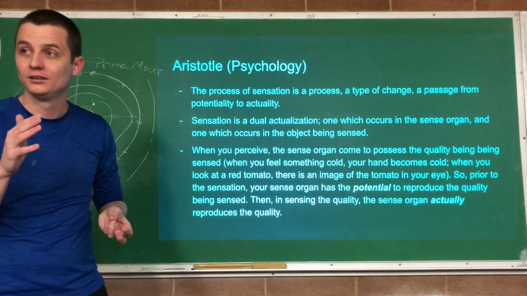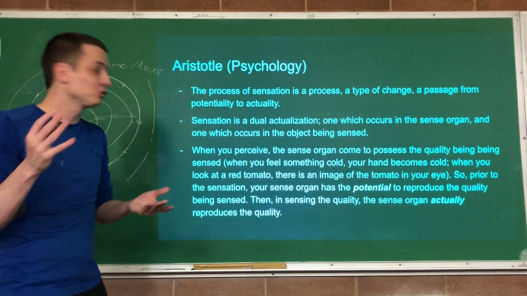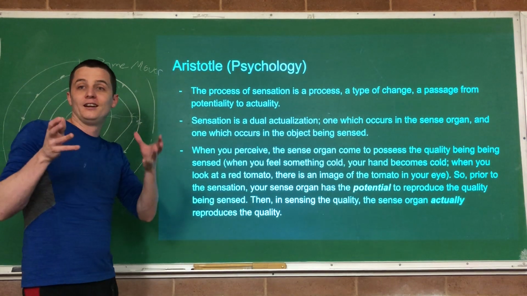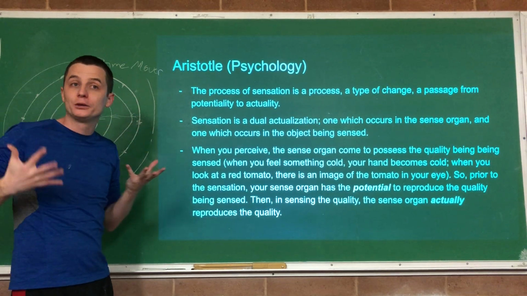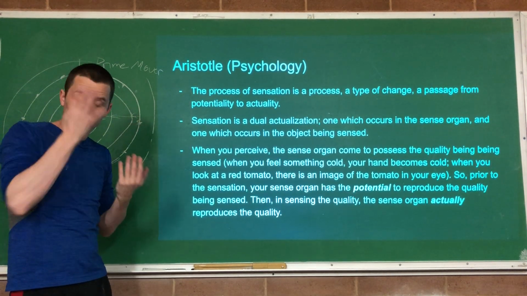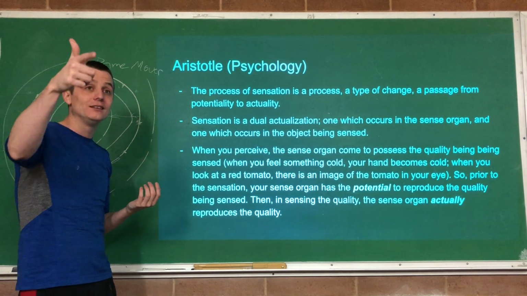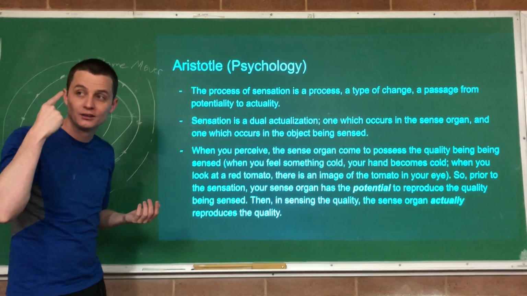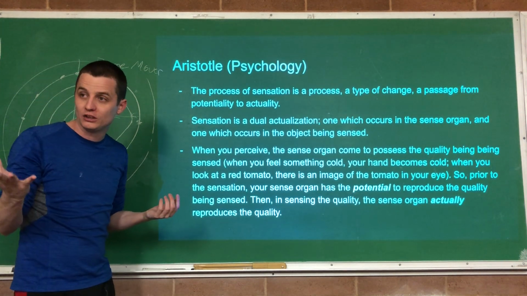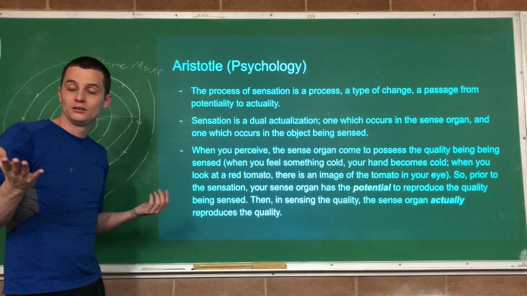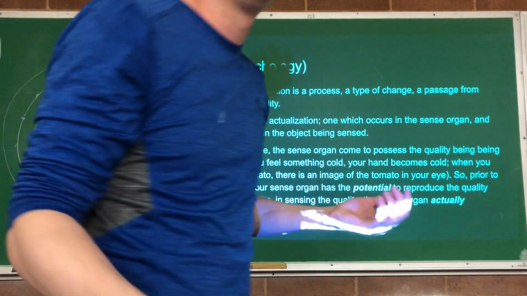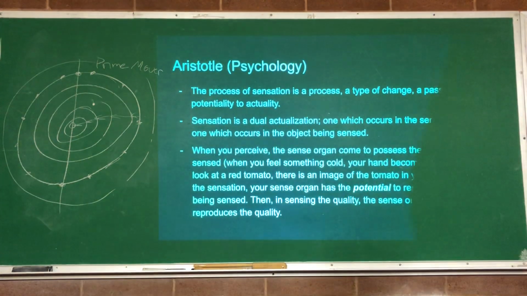Good so far? This one should be the more intuitive of the two. How me sensing something actually produces a change in me, in my sense organ, whatever sense organ is sensing the thing. In the sense organ. Yes. When my eye sees, there's actually a change in my eye. When my hand feels, there's actually a change in my hand. Good so far? Okay. Next one's a lot weirder.